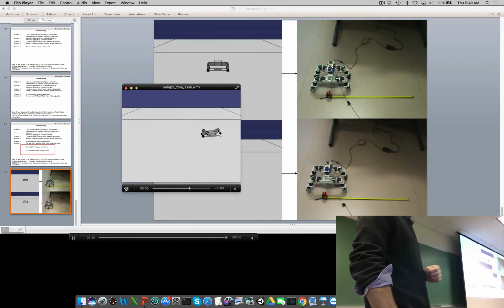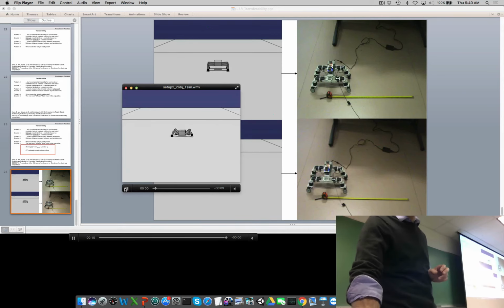How does it compare to the first controller I showed you, if you remember? Not as far a distance. Not as far, but not bad. Very similar motion.